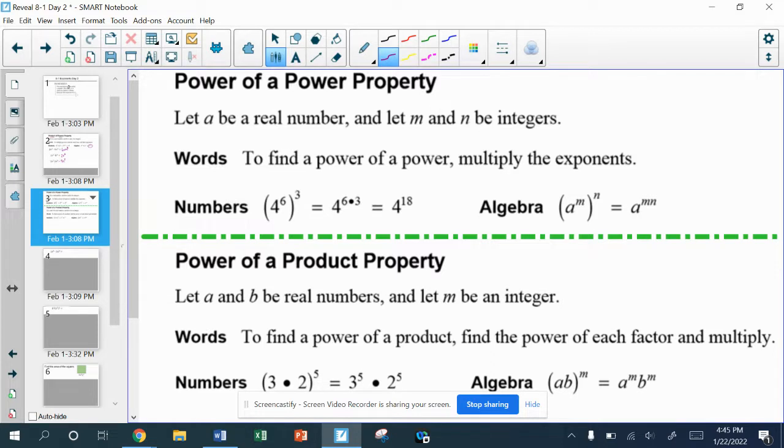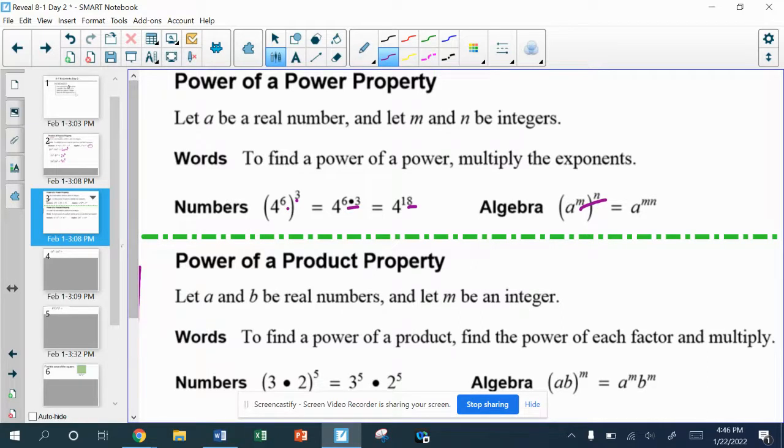The other two rules that we learned yesterday was when we have a power of a power, so an exponent on something that already has an exponent, and in that case we would take the 6 and the 3, for instance, and we would multiply those to get 4 to the 18th power. Or if we have just variables, a to the m to the nth power, we would multiply those two, and that's what gives us m times n as our exponent.